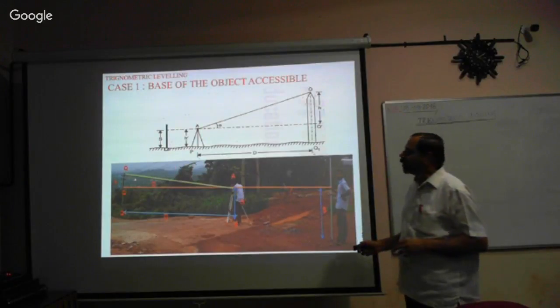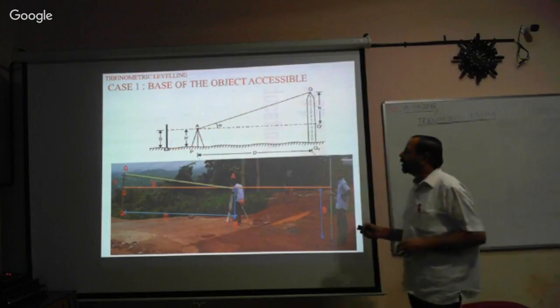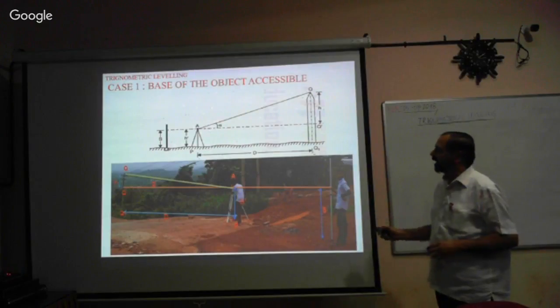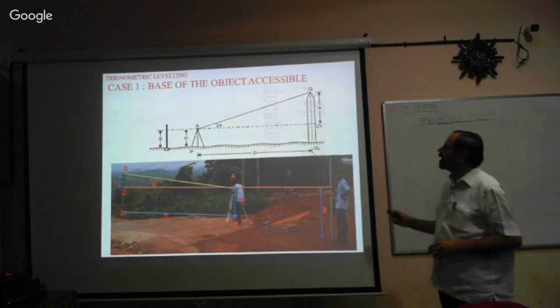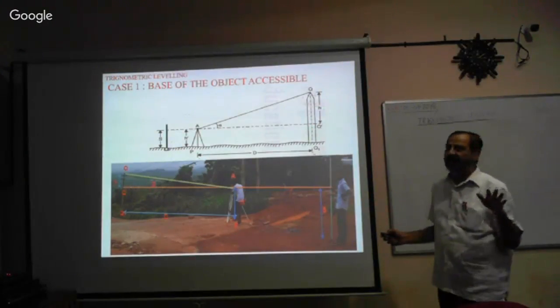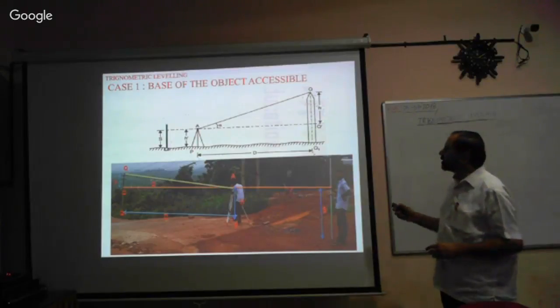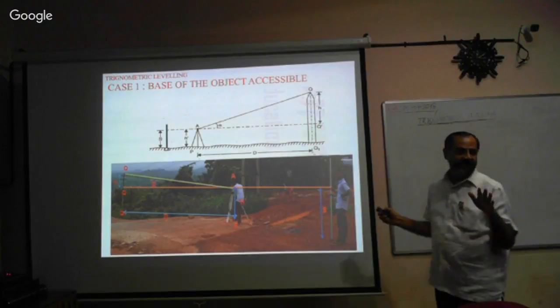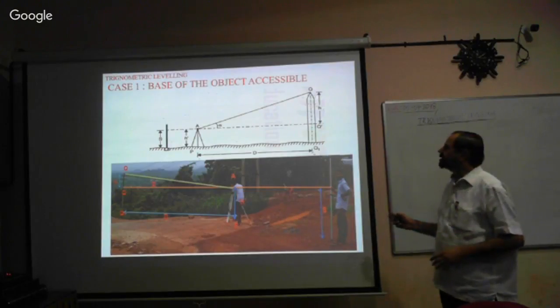How to do this? Now, very simple task. Consider this triangle, A, Q, Q dash. When you consider this triangle, this is the elevation of the object, the height of the object above the instrument axis. Please remember, this H is the height of the object above the instrument axis.